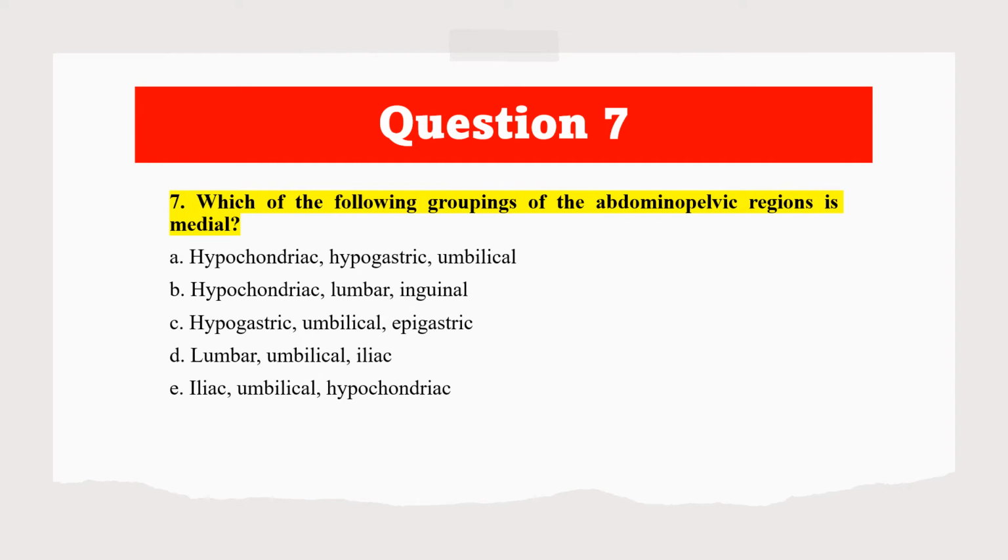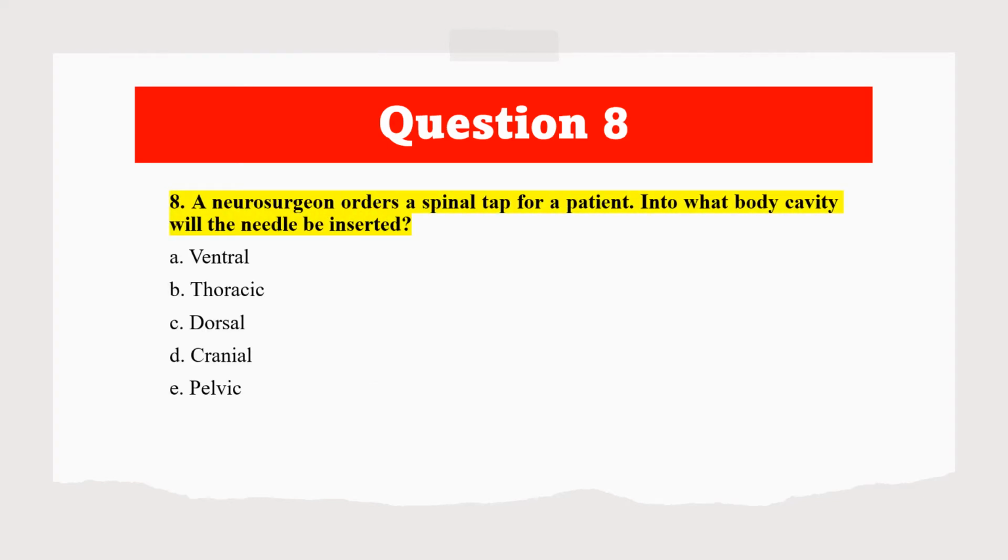Question number 7. Which of the following groupings of abdominopelvic regions is medial? Hypogastric, umbilical, and epigastric are the medial abdominopelvic regions. Question number 8. A neurosurgeon orders a spinal tap for a patient. Into what body cavity will the needle be inserted? Ventral, thoracic, dorsal, cranial, or pelvic? The answer is the dorsal region.